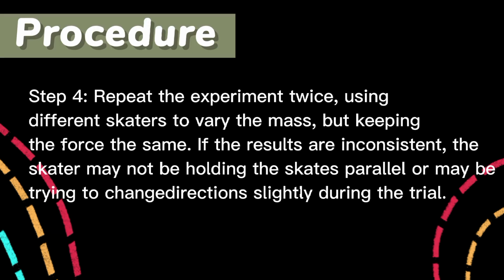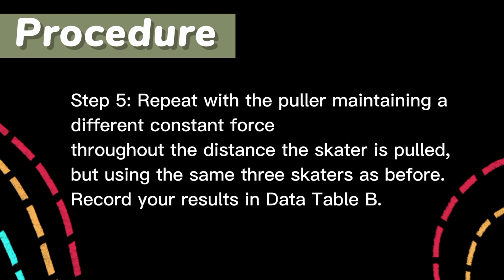Step number 4. Repeat the experiment twice using different skaters to vary the mass, but keeping the force the same. If the results are inconsistent, the skater may not be holding the skates parallel or may be trying to change direction slightly during the trial. Step number 5 is repeat with the puller maintaining a different constant force throughout the distance the skater is pulled, but using the same 3 skaters as well. Record your results in data table B.